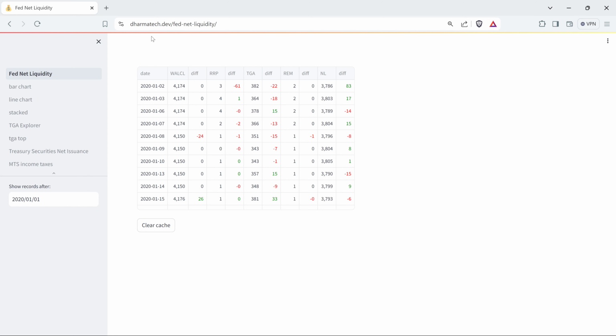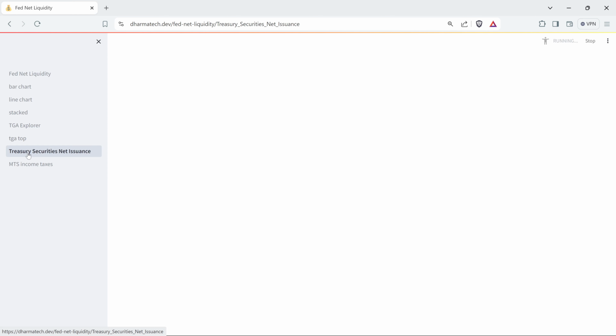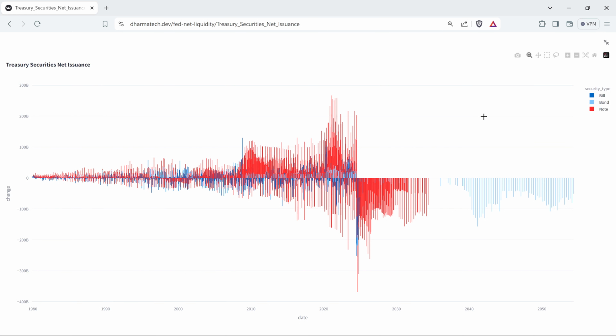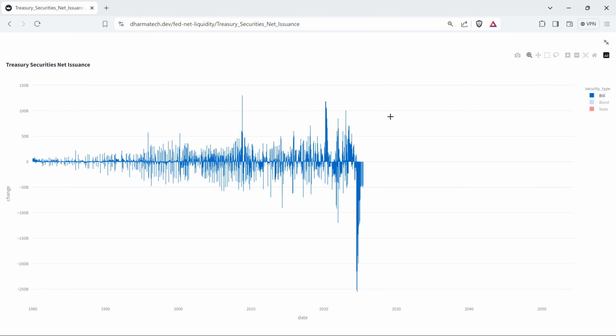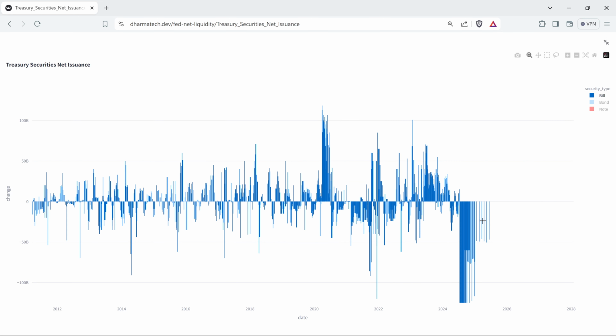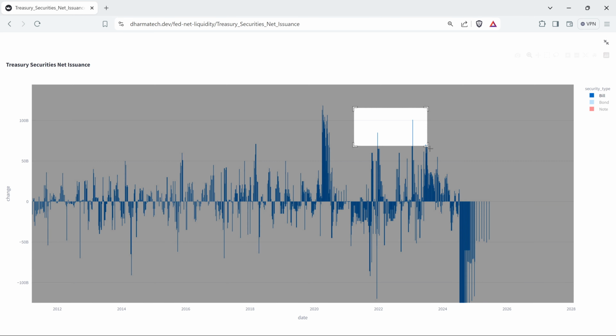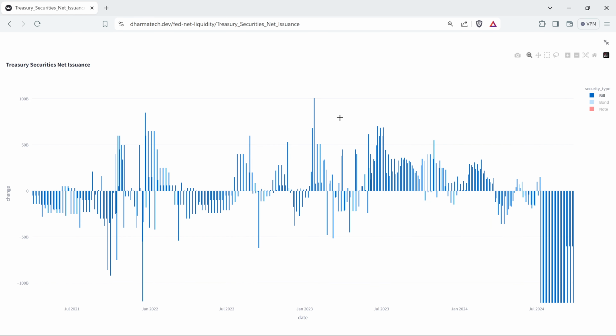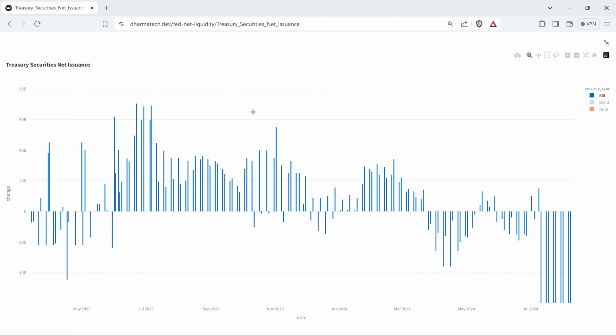Here's one tip around projecting out one of the factors behind the movement of the RRP. If you go to this site, darwintech.dev/Fed net liquidity, you'll get a dashboard. And if you go down to Treasury securities net issuance, you'll get this chart. I'm going to expand it full screen. I'm going to isolate just the bills, and I'm going to zoom in to this section here. This big negative spike here, that's maturing securities, so that's in the future. We don't need to worry about that, but I'm just going to focus on this section here, and I'll zoom in a little more. So we're looking at net issuance for bills.